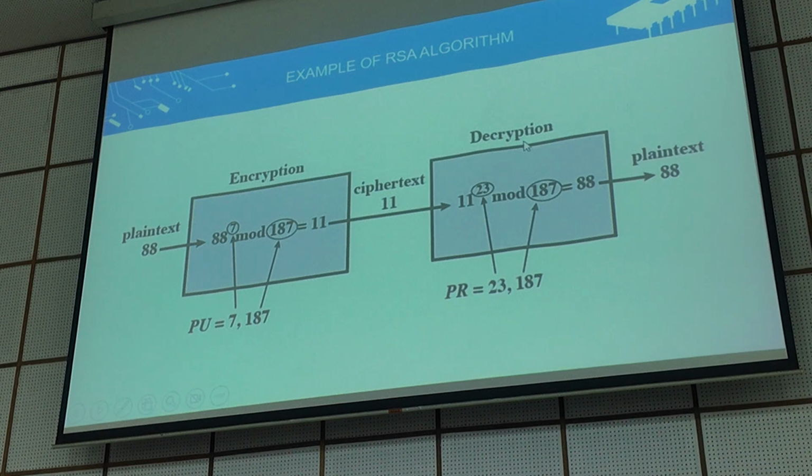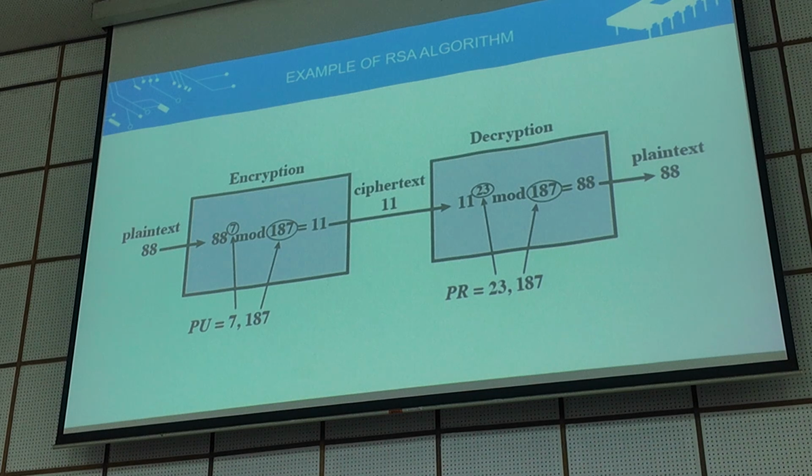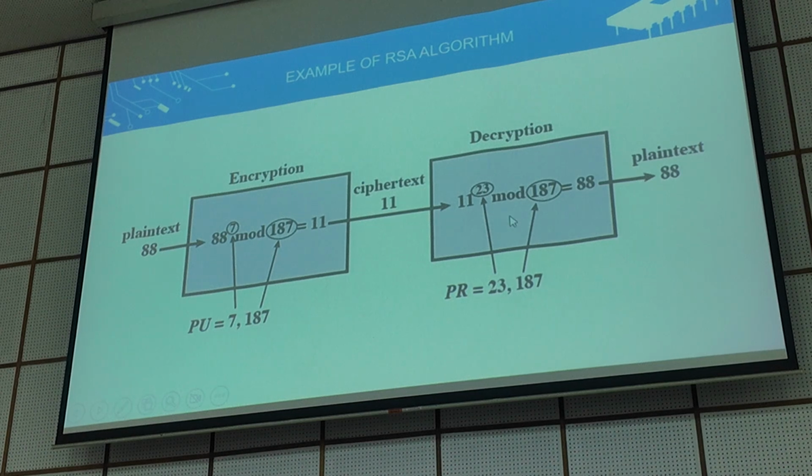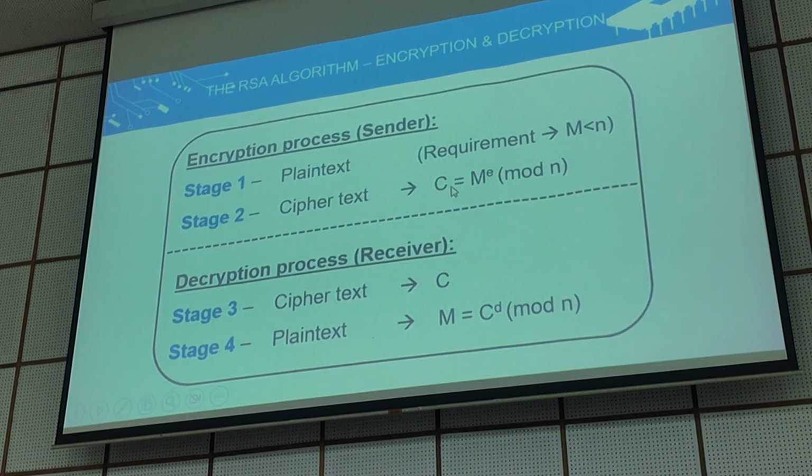So for decryption, you use the private key, D and N. D is 23, N is 187. You just substitute the values and you will get back the plain text. Okay. So using this formula, C equals M power E modulus N, and M equals C power D modulus N.